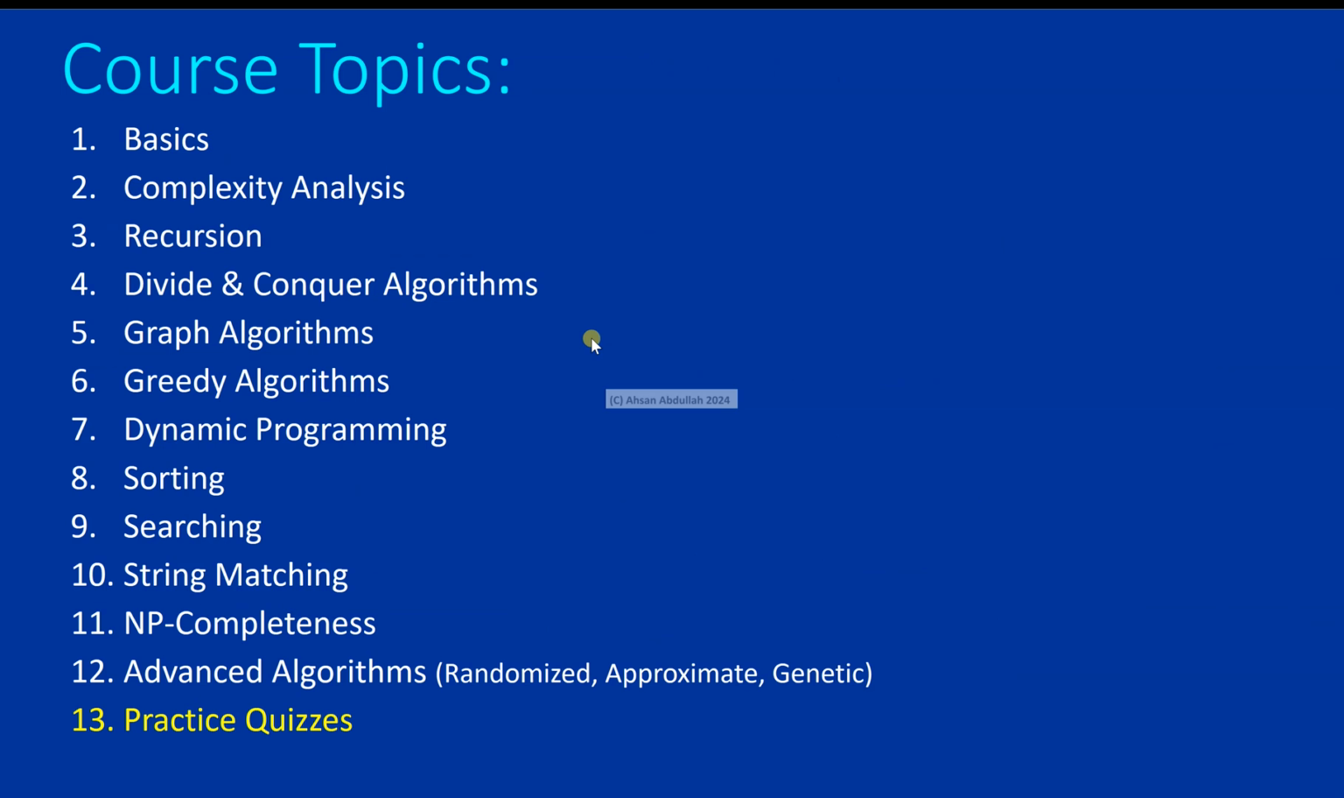So what is the table of contents which we are covering in this course? It is in front of you, and right now we are at the topic of sorting. And we'll also cover some very exciting and advanced algorithm topics, which are randomized algorithms, approximate algorithms, and genetic algorithms. So now we move on to the supplemental website.